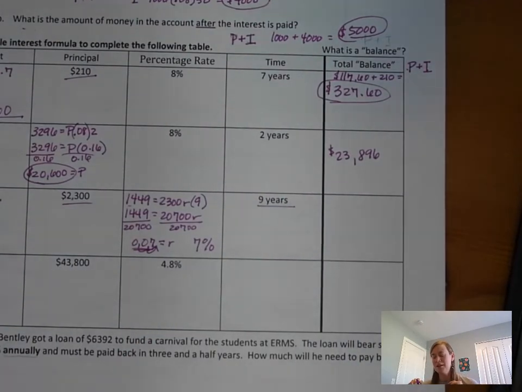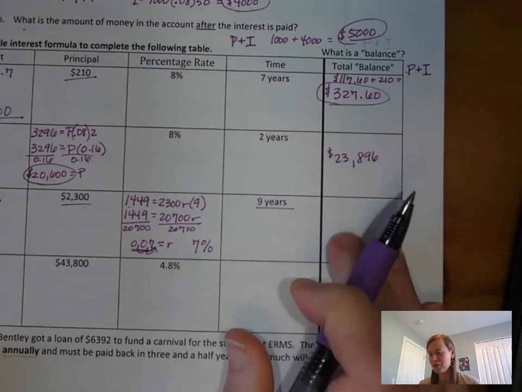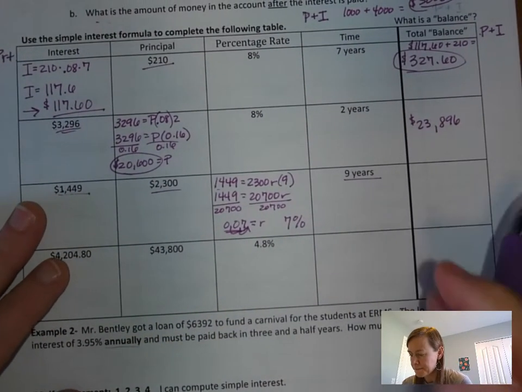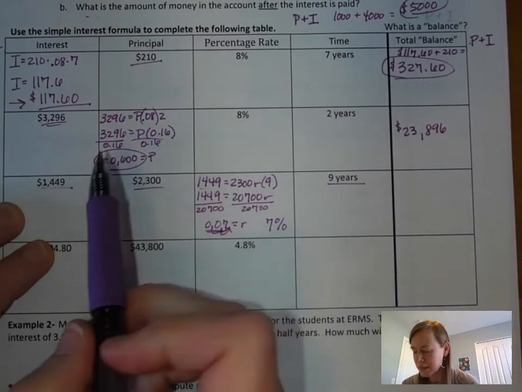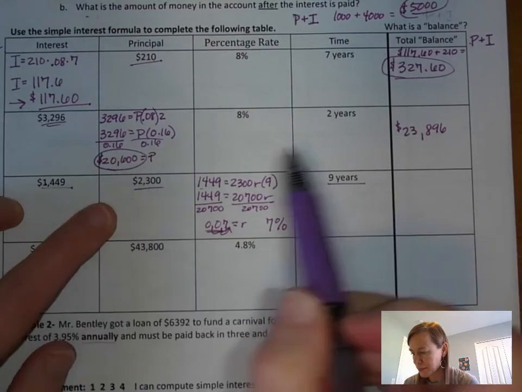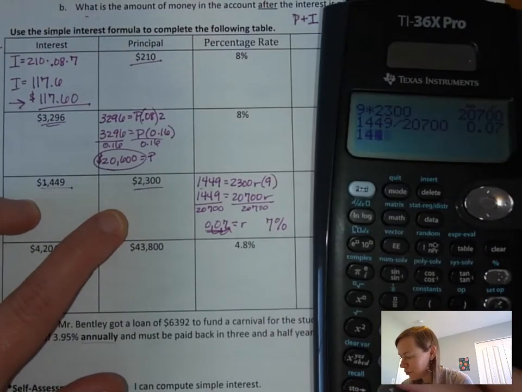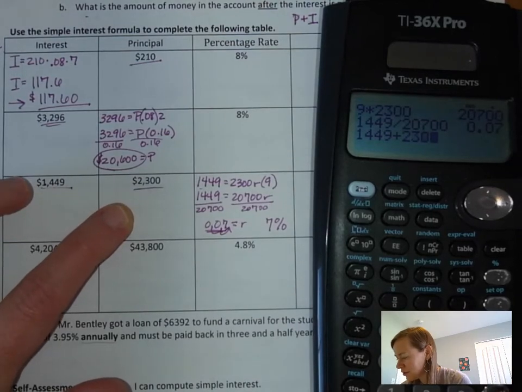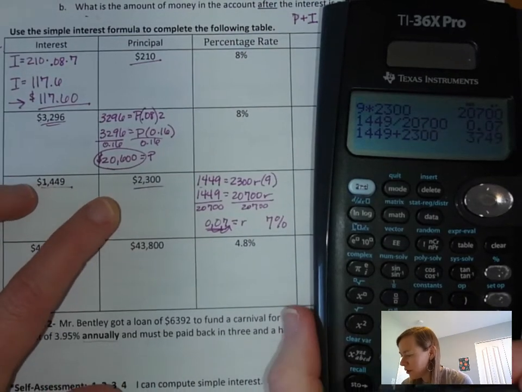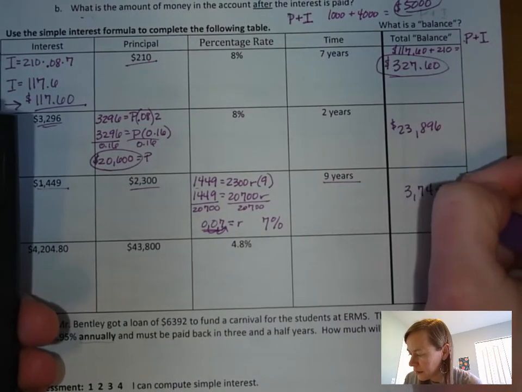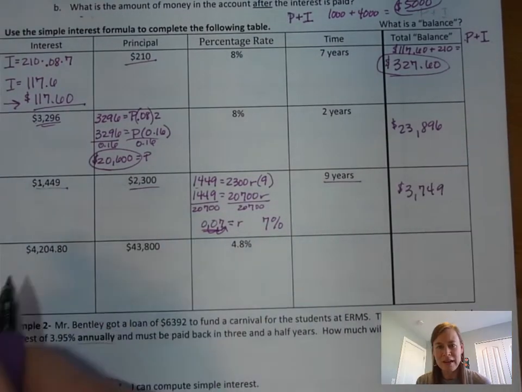Okay, now that we have that, we've got to figure out your total balance. And let's see here. The balance is going to be the interest plus the principal, or the principal plus the interest, either way. So let's go ahead and do that. 1,449 plus 2,300, and that's going to equal 3,749. All right, and there we go.